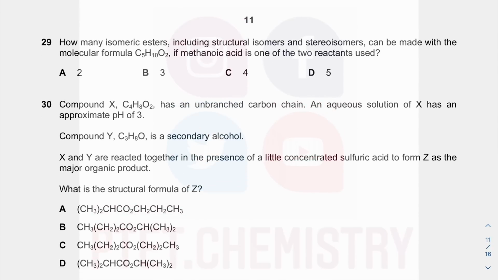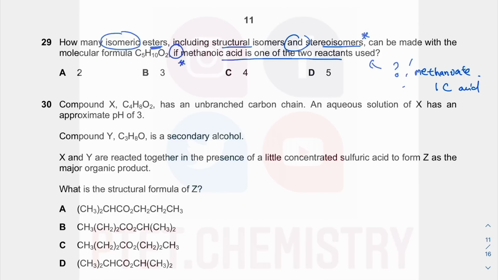29th, so this is isomerism, and they're looking for esters, structural and stereoisomers. So you've got to take care of whether there's cis and trans, whether there's optical isomerism, whether there are chiral carbons or not. If methanoic acid is one of the two reactants, there's a condition there, so I'll get something methanoate. So there's your 1 carbon acid, so you have a 4 carbon alcohol. Think about it, 4 carbon alcohol.